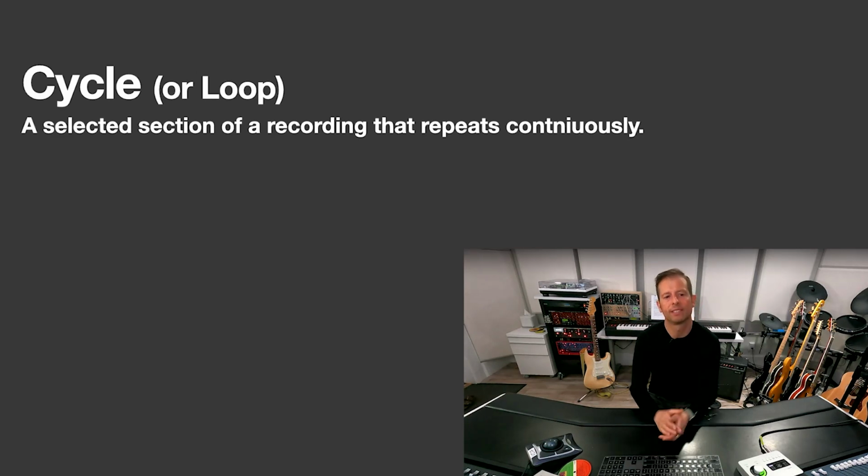Cycle or loop is the selected section of a recording that repeats continuously. So this is great because take, for example, a solo section, it might be 8 or 16 bars long. We can set up a cycle region or a loop region, and it's just going to repeat. So before we go to record it, we can practice that. We can make sure it's perfect. We can get really good at that particular section. And then when we're ready, take it out of cycle, record that part, and have it after we've practiced it a little bit.